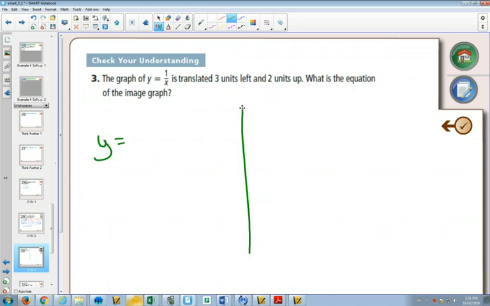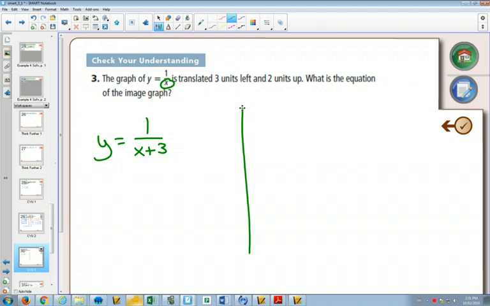in order to move it 3 to the left, it's going to have to happen inside the function. Anything that's happening inside the function is happening where the x was. So if the x is in the bottom, as it is in a reciprocal graph, and I need to move 3 to the left, instead of just an x on the bottom, I'm going to have an x plus 3. Because that's where the x was. That's inside my function.